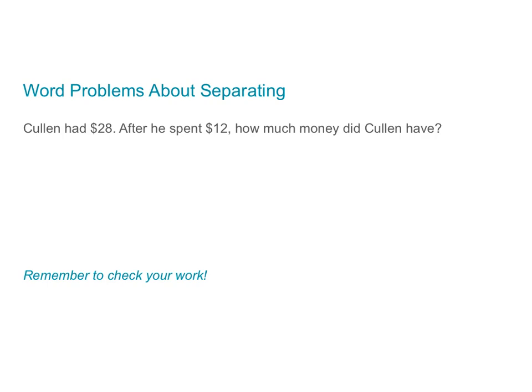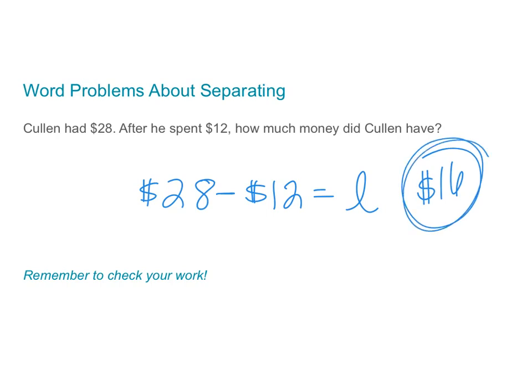So you guys have all been showing me your whiteboards. I have seen equations that are written vertically. I have seen equations written horizontally. Every one of you had $28 minus $12. And then what it equals is what we have left over. So I'm going to use an L as my variable to represent what I have left. Okay, you guys went one step further. You solved the problem, and so you knew that Cullen had how much left over? $16 left over. Awesome.